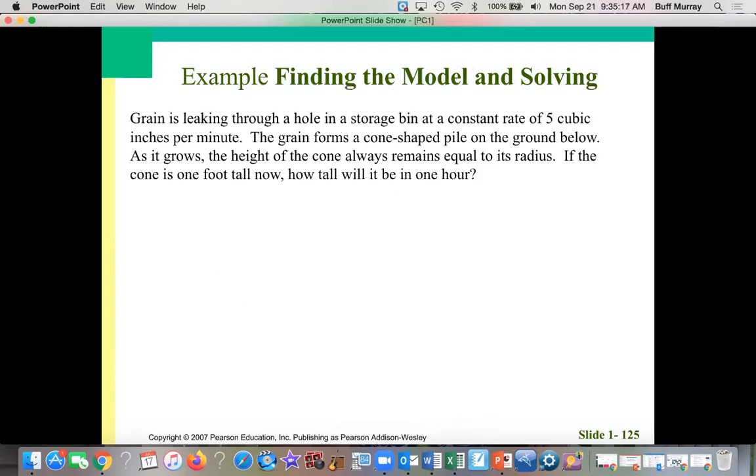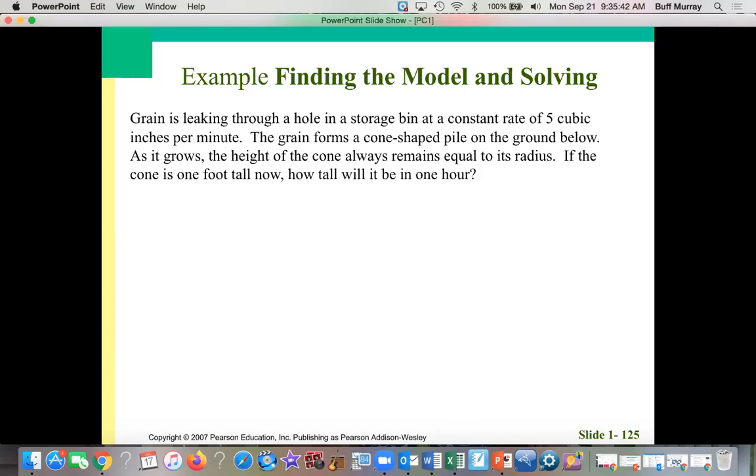Grain is leaking through a hole in a storage bin at a constant rate of 5 cubic inches per minute. The grain forms a cone-shaped pile on the ground below. As it grows, the height of the cone always remains equal to the radius. If the cone is 1 foot tall now, how tall will it be in 1 hour?